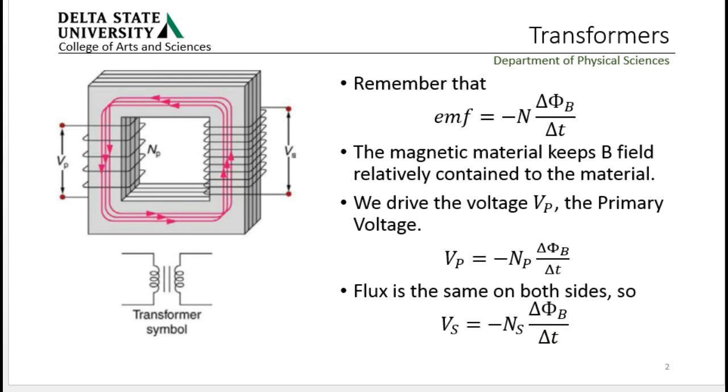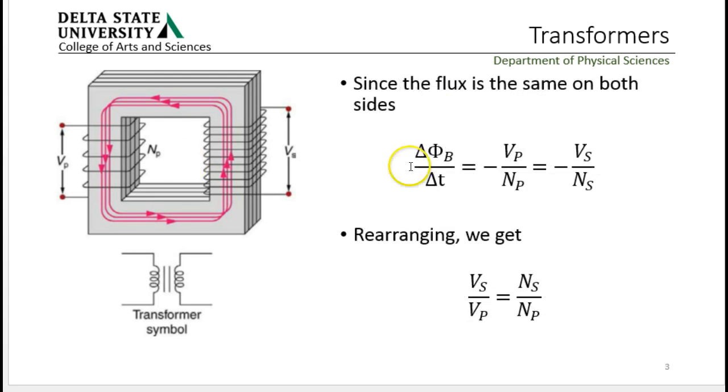What does that mean? Well, since the flux is the same on both sides, ΔΦB/Δt is minus Vp over Np, which is also minus Vs over Ns. And rearranging a little bit, we get the voltage in the secondary divided by the voltage in the primary is determined by the ratio of the windings between the two.